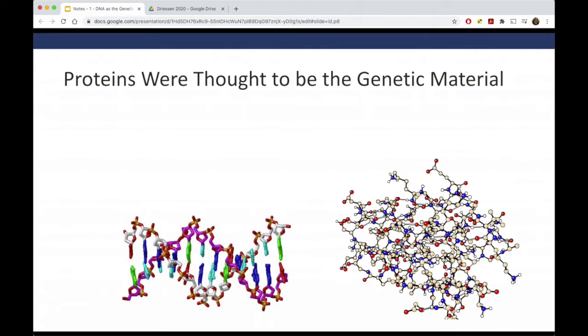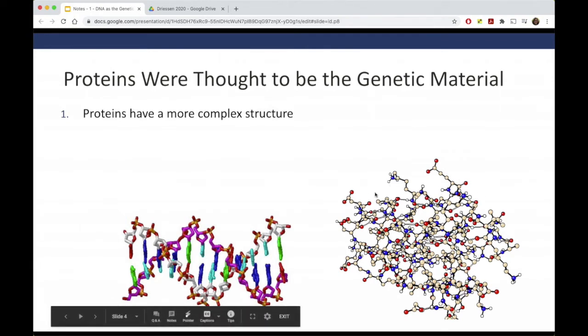So at first, scientists thought that proteins were the genetic material. Here's why. Well, proteins are far more complex than DNA is. Take a look at this protein molecule. This is one example. You can see all the different types of atoms that form all of these complex interactions between different parts of this molecule. Whereas DNA in comparison is kind of simple.